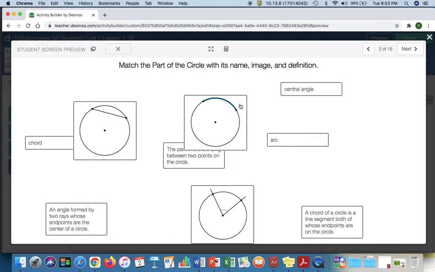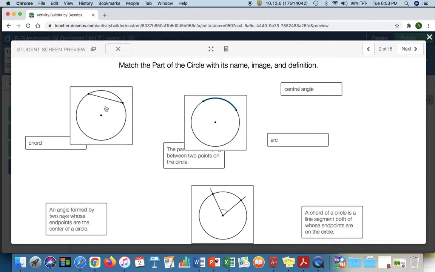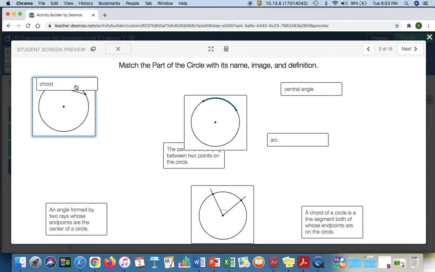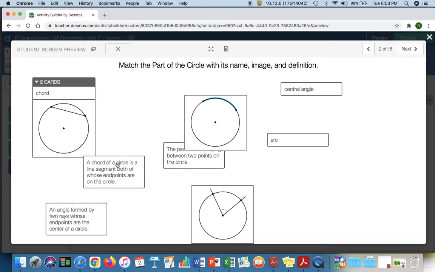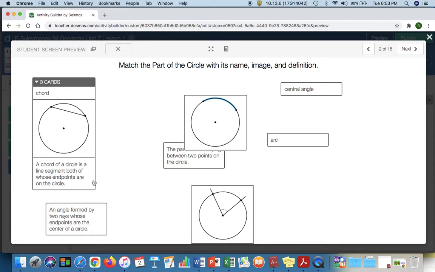The first activity is a matching activity. As I go to the preview page here, students would match the corresponding images. So they'd match the picture of a chord to the name of the chord, and then they'd be looking for the definition. So here I see a chord of a circle is a line segment, both of whose endpoints are on the circle. So they would just match them up like so.